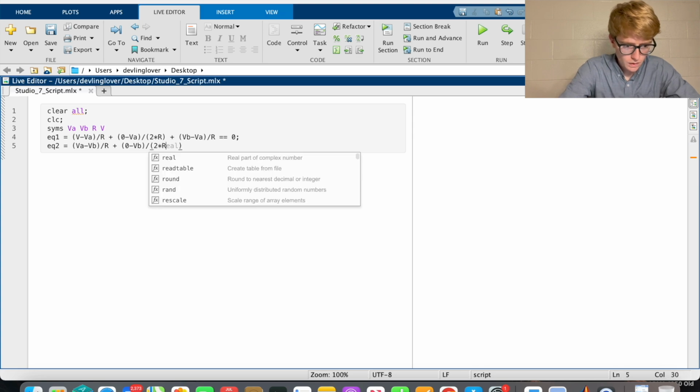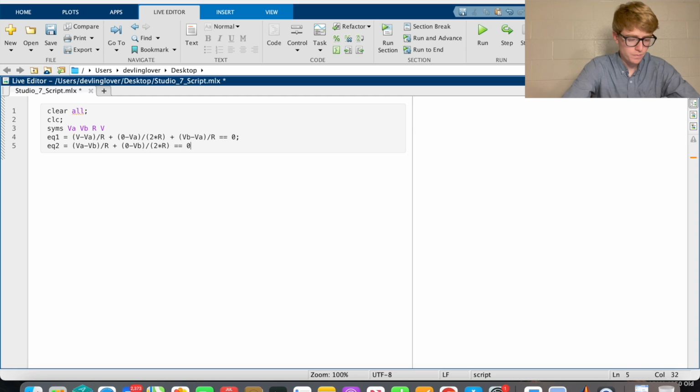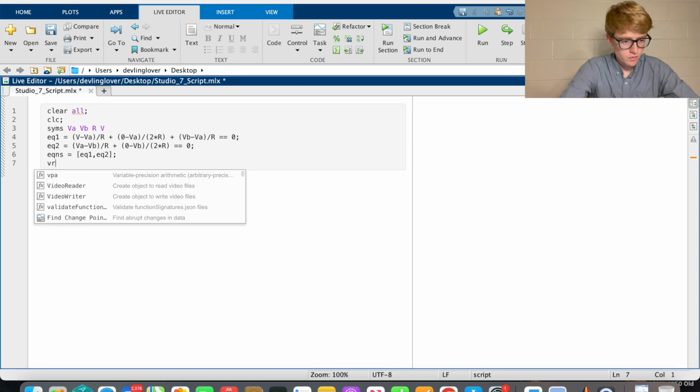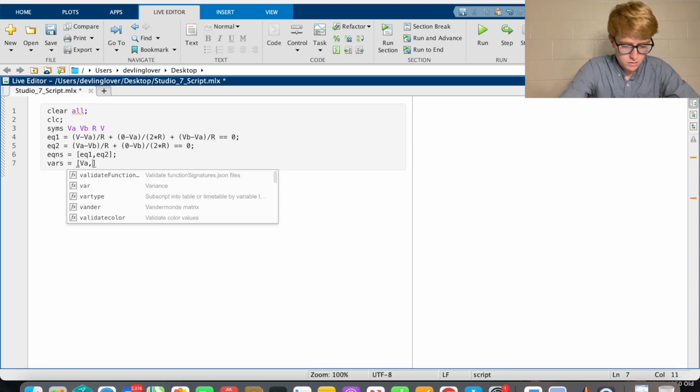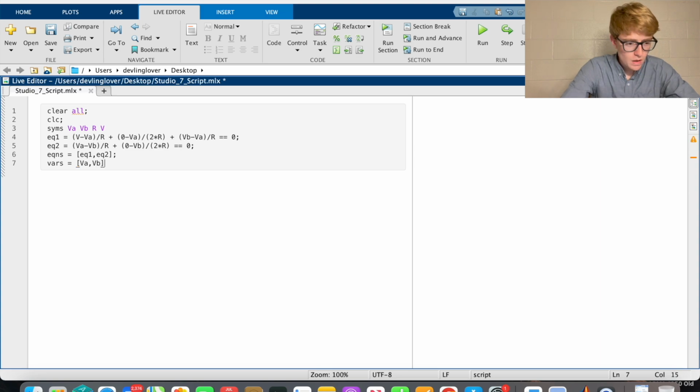Okay? And then double equals 0 again. Okay, and now I'm going to make this a little cleaner by creating some arrays for my equations and variables that I can pass into my solve function. So we're going to say equations, equation 1, comma equation 2 here in the square brackets. And then we're going to say vars for variables, and we're going to set up VA, comma VB. So those are the things we're going to pass in here.